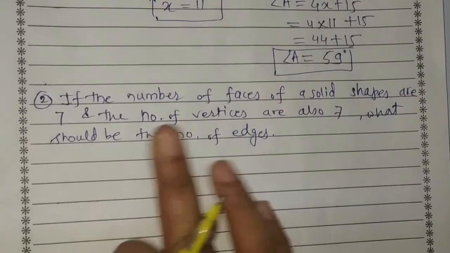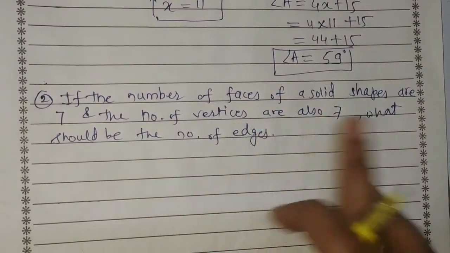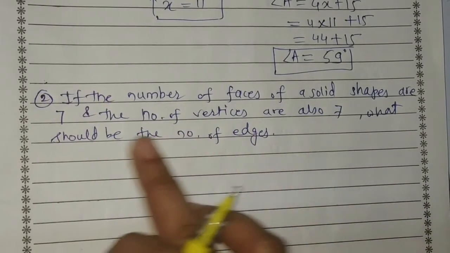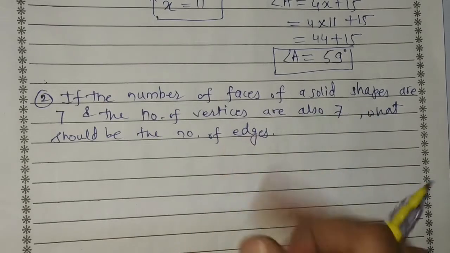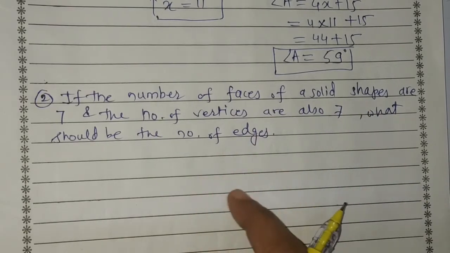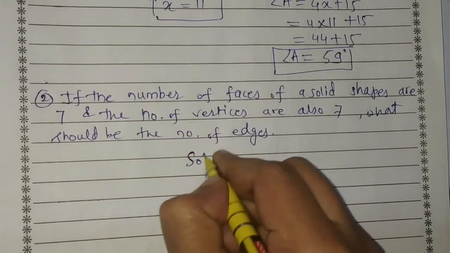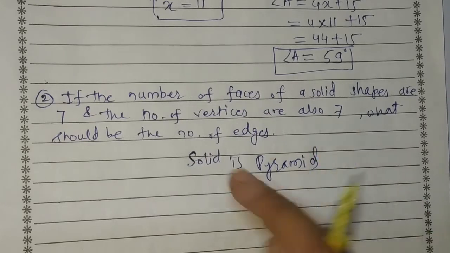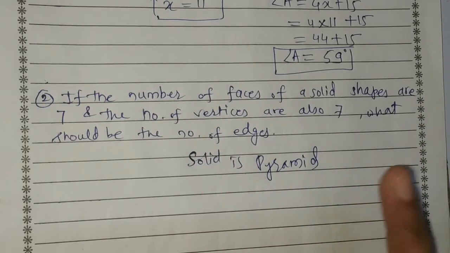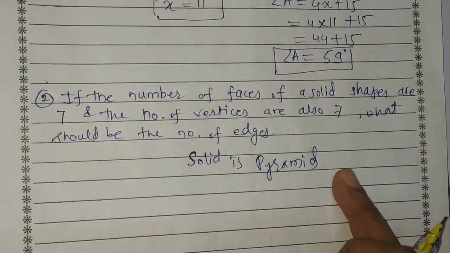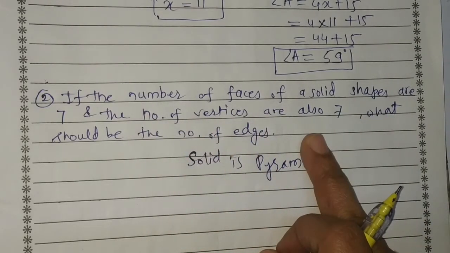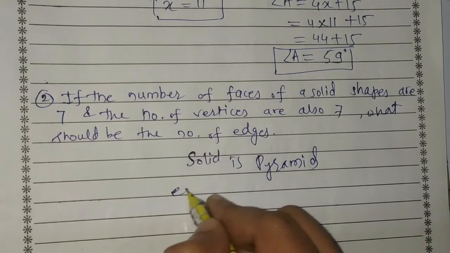The next question is, if the number of faces of a solid shape is 7 and the number of vertices is also 7, what should be the number of edges of that solid? Here one thing is given, that the number of vertices and faces are equal. So the solid is going to be a pyramid, and we know that here the number of faces and the number of vertices are equal to 7.